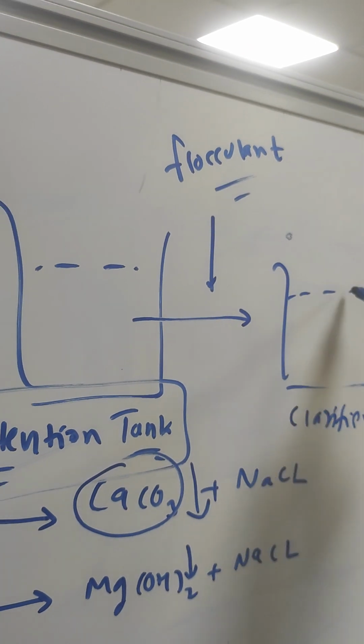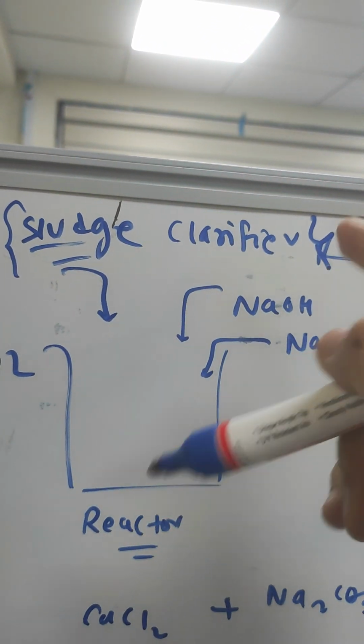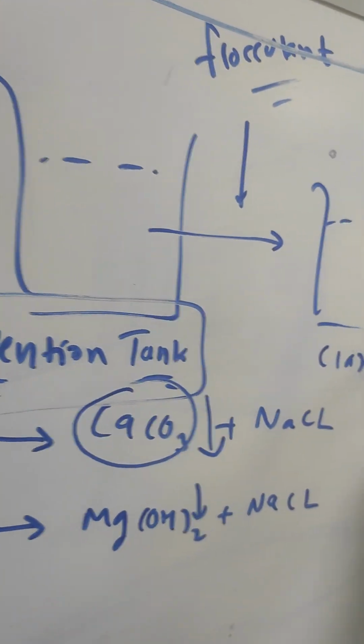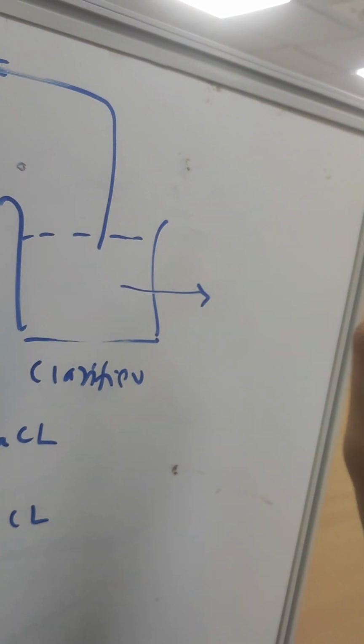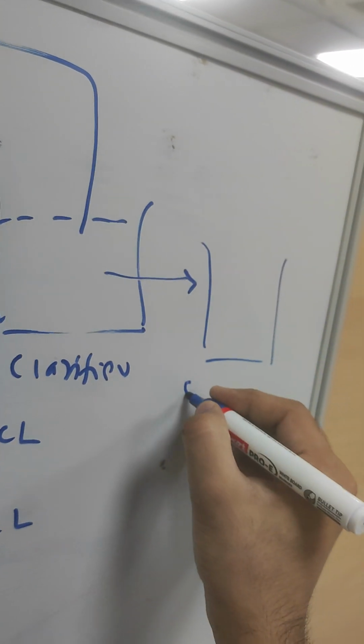In the clarifier, the sludge from the bottom is recycled back, and the main product goes to the next step, which is the clarified brine tank. We have the clarified tank.